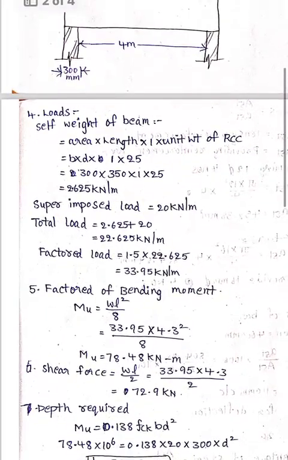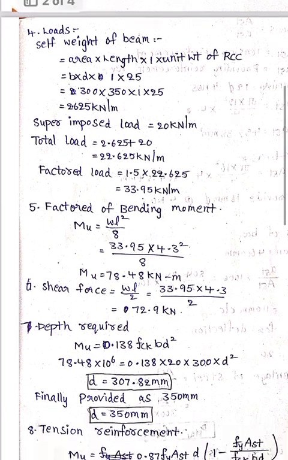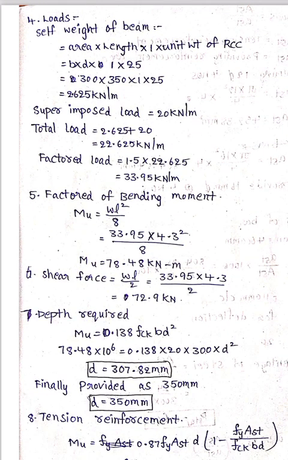Next, design of the load, determining how much load will act on the beam. That means self weight of the beam, which is area into length into unit weight of the RCC. Area of the beam is B into D, a rectangular section, in a unit length 1, and the unit weight of concrete is 25. According to the problem, 300 into 350 into 1 into 25. Then the superimposed load, according to the problem, is 20 kilonewtons.